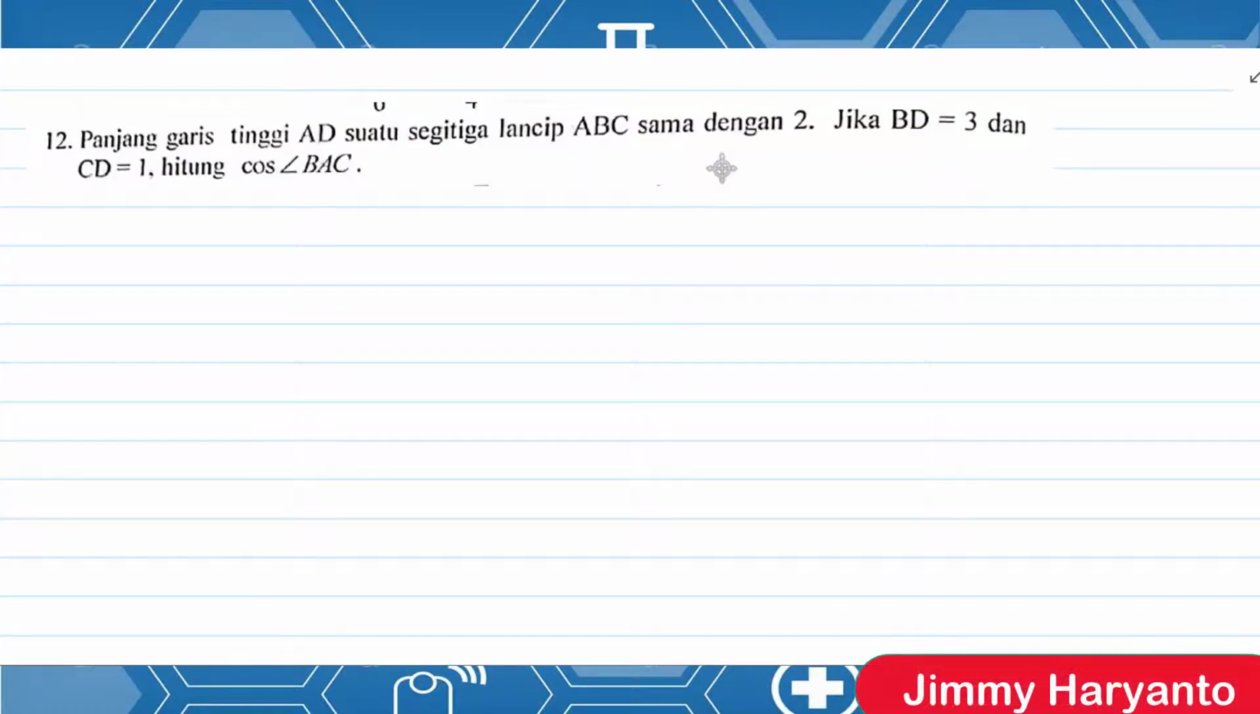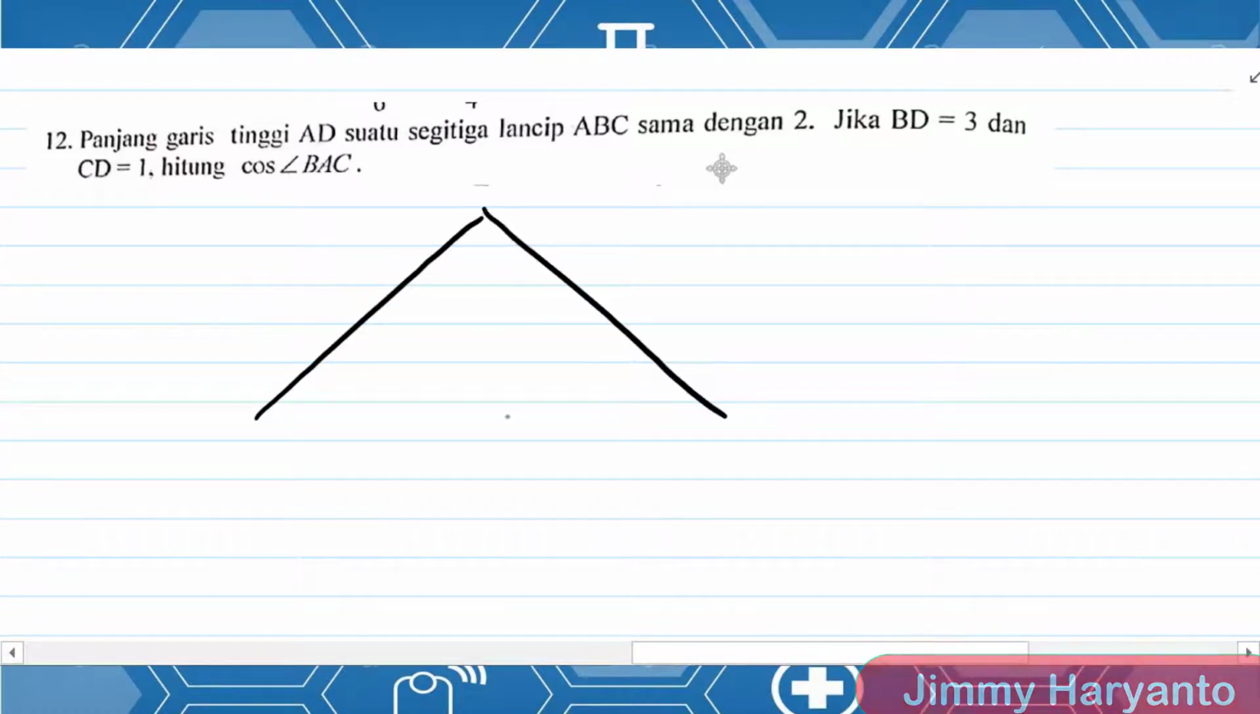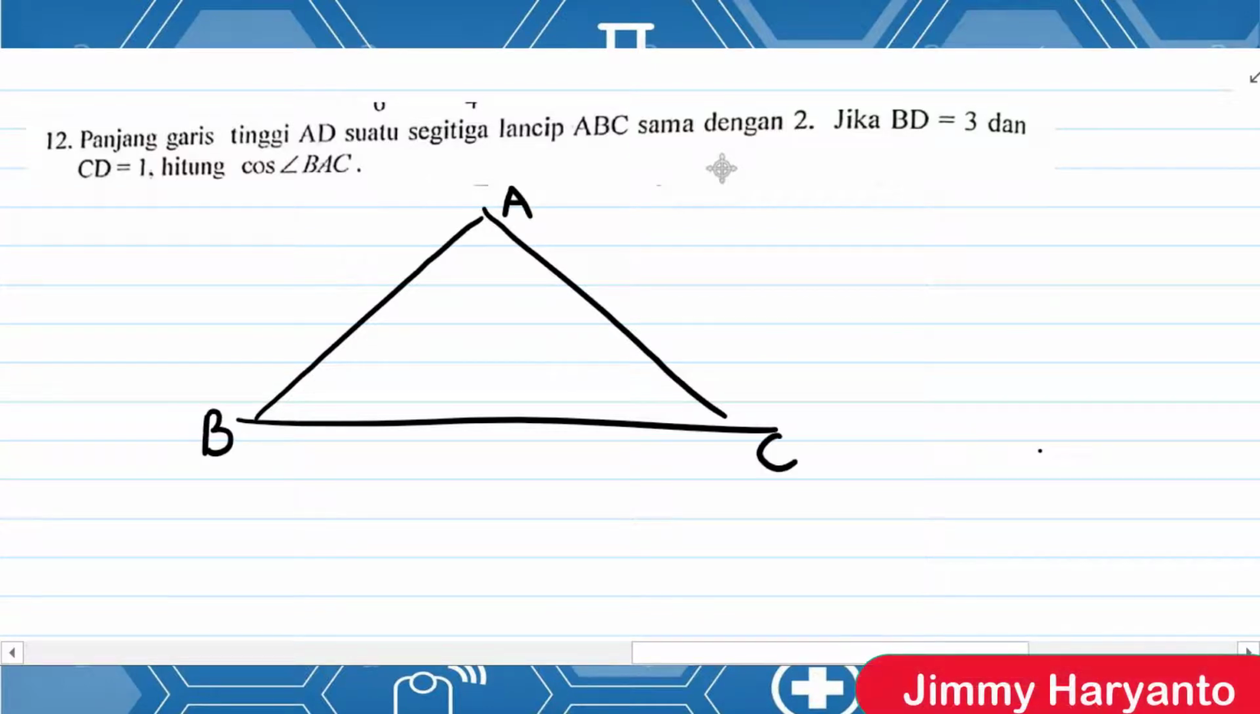Okay, the next is number 12. For number 12, we need the length of the altitude AD. So I will draw this triangle with A at the top, this is B, this is C. The altitude AD is the height of the triangle. We have AD is 2, BD is 3, and CD is 1.